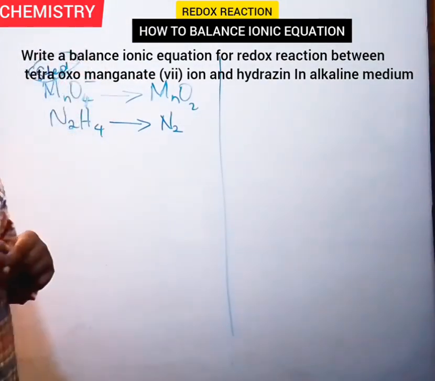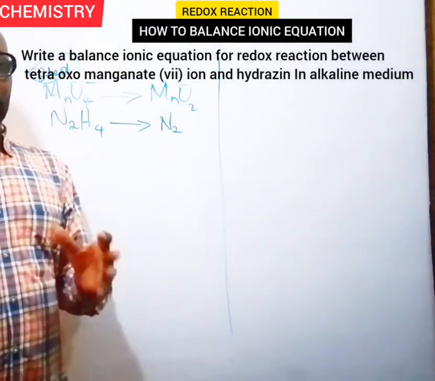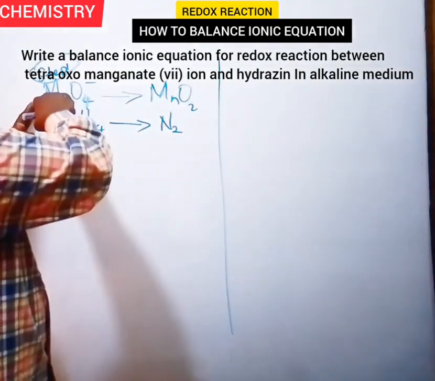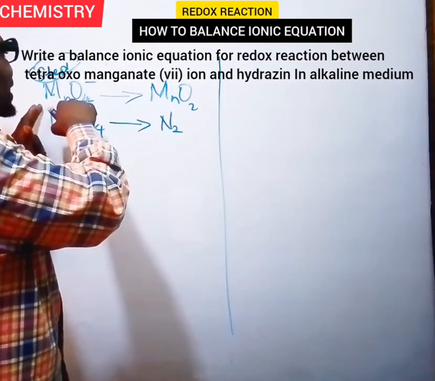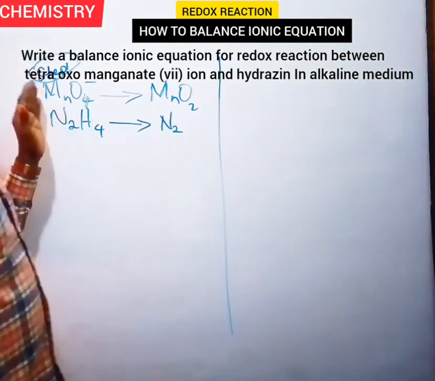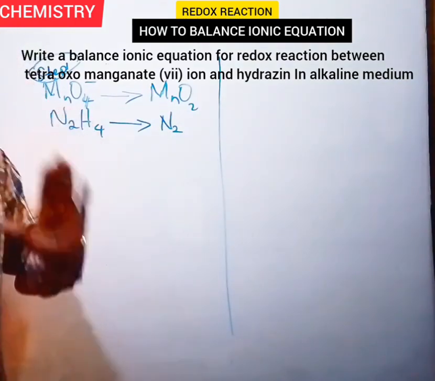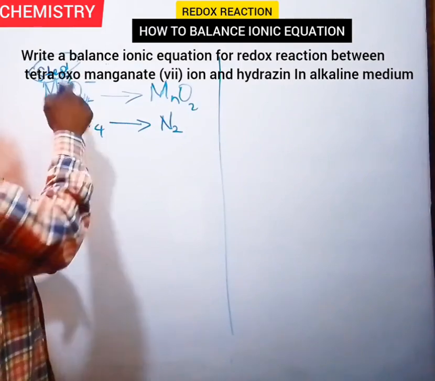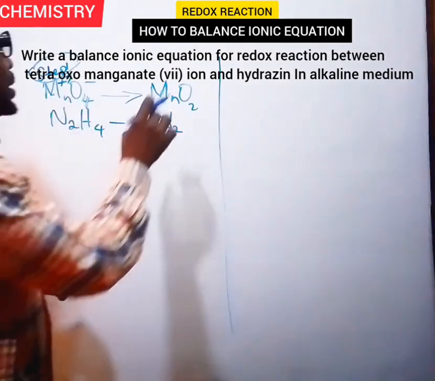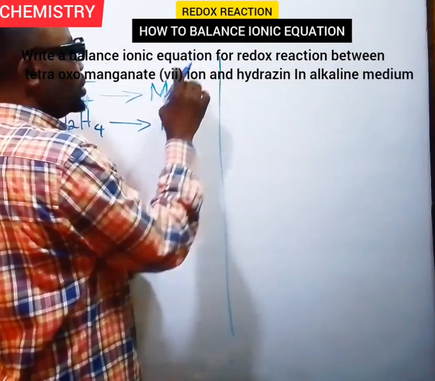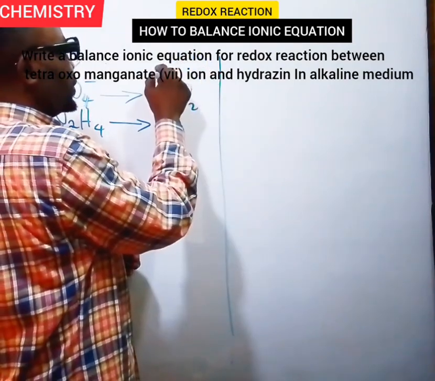Now, as we did in acidic medium as well, what we are interested in here is the manganese and the nitrogen. So what is the oxidation number of this manganese here? You have to take note of that first. The oxidation number of this manganese here is +7. While the oxidation number of this manganese here is going to be equal to +4.